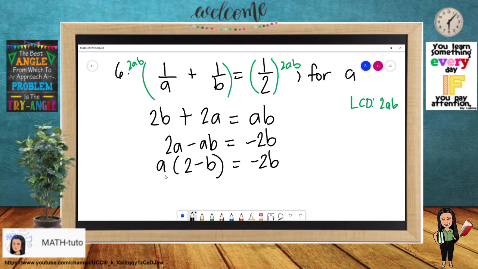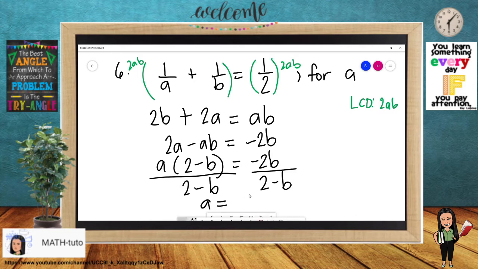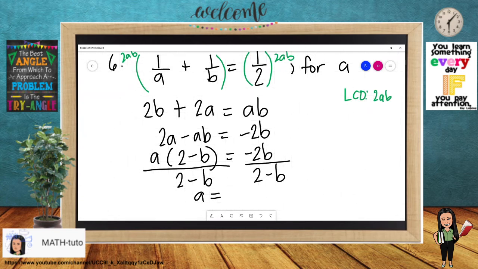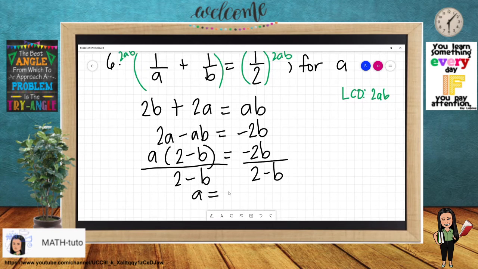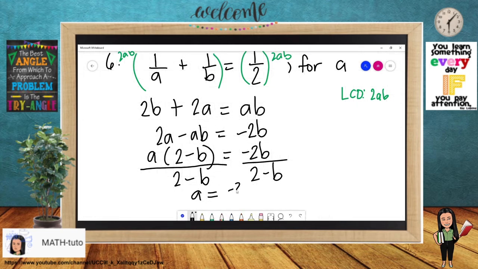Okay, so we divide both sides by 2 minus B and 2 minus B. Our answer is, let me move up a little, A is equal to negative 2B all over 2 minus B. Okay?